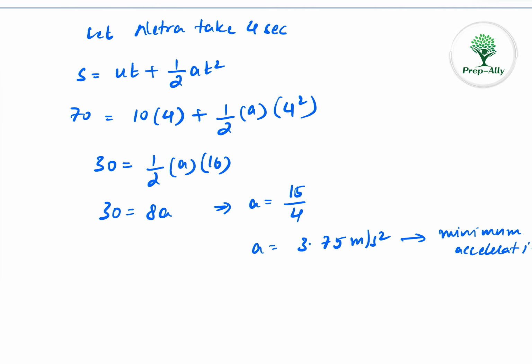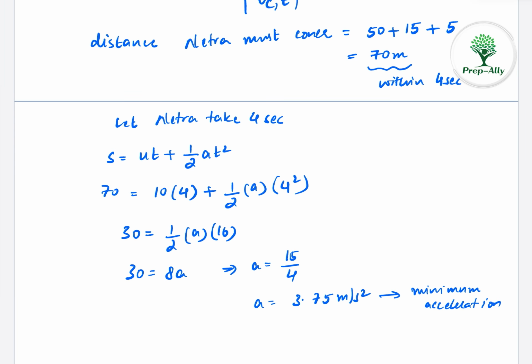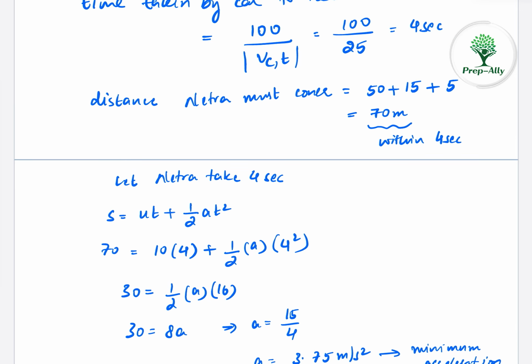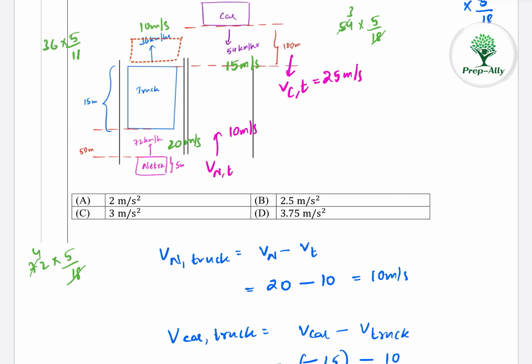So if Netra goes faster than this acceleration, then no problem. She'll comfortably overtake the truck and she'll be safe. But if she goes with acceleration of less than 3.75 meter per second square, then she is probably going to crash. This is the minimum acceleration required. So if that is the case, it's better she does not try to overtake the truck. So she'll be safe. Okay, that's how we solve this problem using the concept of relative velocity.